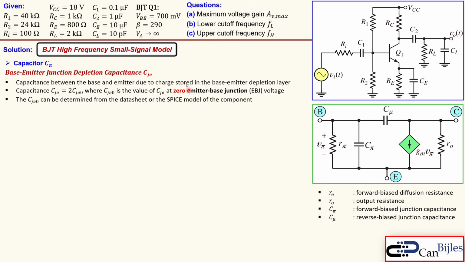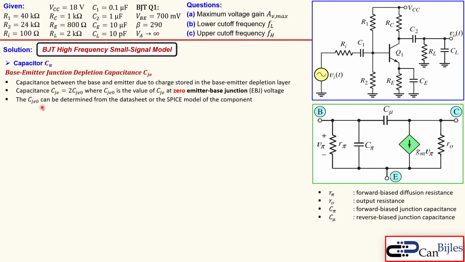region. Because we have seen this in the 2D view of the BJT, you always have the depletion region between the N and the P regions. And that actually creates, because of the charge storage, a capacitor. And that capacitance in this case is approximately given by 2 times the CGE0, where this CGE0 is the value of that depletion capacitor where we have 0 emitter to base junction voltage. Now, this is an important condition, so you need to have 0 emitter to base junction voltage, and then you have this value.